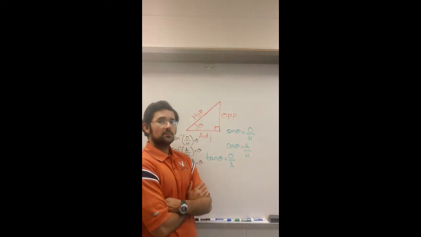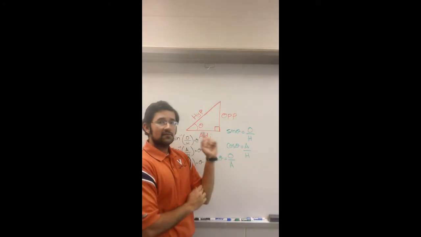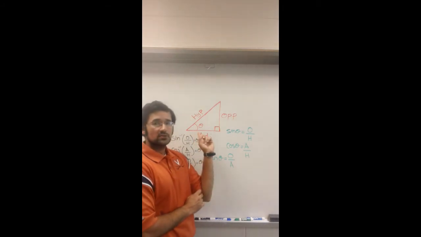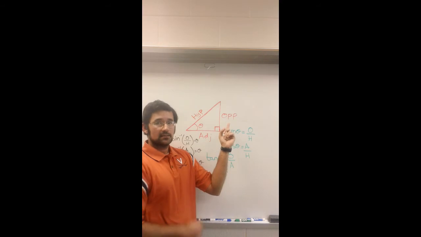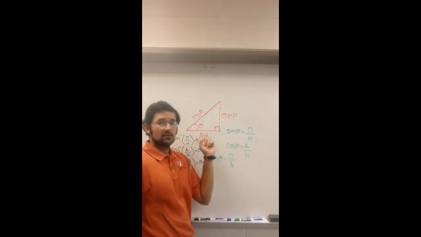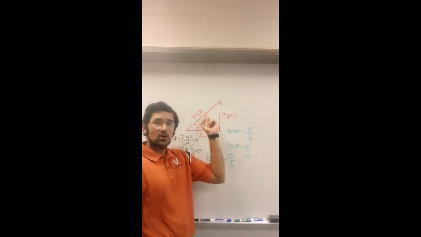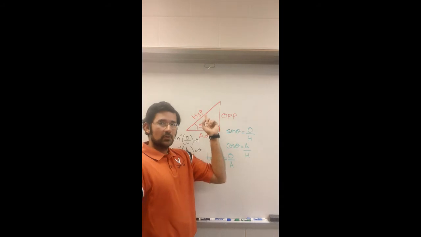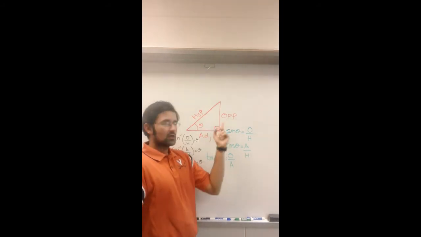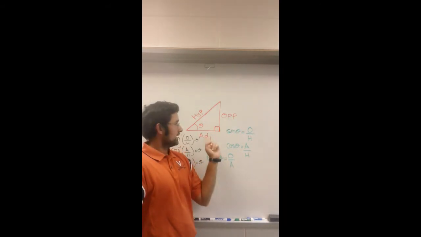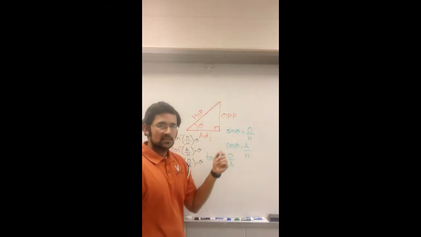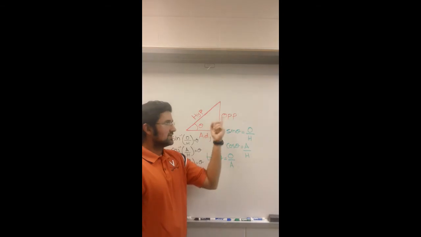On the board, what I've put up is a right triangle. And if this is your theta, then of course the side that's exactly opposite to it is your opposite side. And the side that's adjacent to the angle is called your adjacent side. And of course the longest side of the triangle is called your hypotenuse. Now many people call it opposite, adjacent, and hypotenuse. Some people call it A, B, and C, whatever the case may be, as long as you can identify those sides.